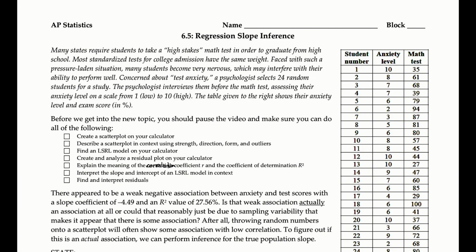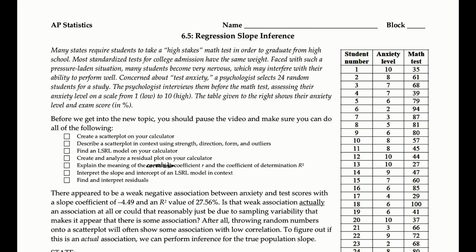Because it's weak, we might ask the question: is there really an association between these two variables, or is it just due to sampling variability that we are seeing some sort of association? You could pretty much throw random numbers into your x table and your y table, run a regression, and it'll pop out something at you, and it doesn't mean that there actually is an association. It could just be by chance alone. So that's what we want to know.